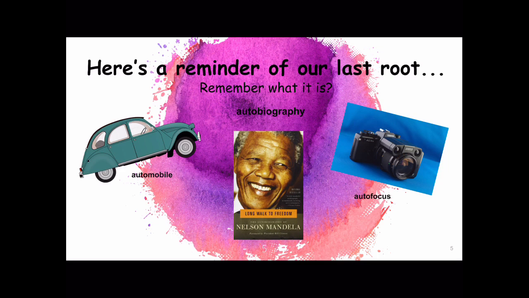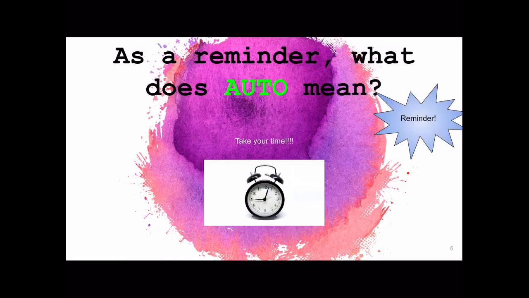You can see that I have some auto words available. On the far left, you have an automobile. In the middle, we are talking about an autobiography. And on the far right, I have the word autofocus next to a camera.